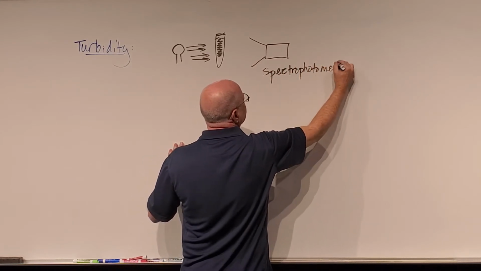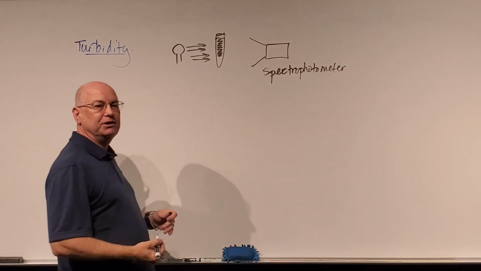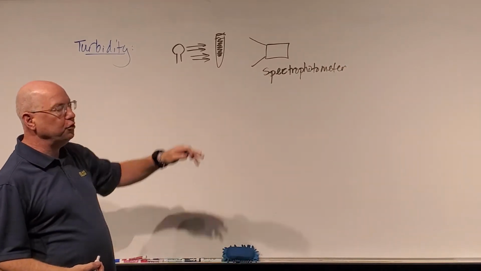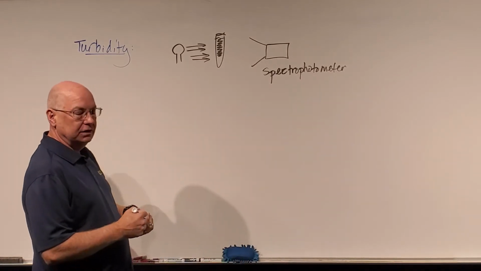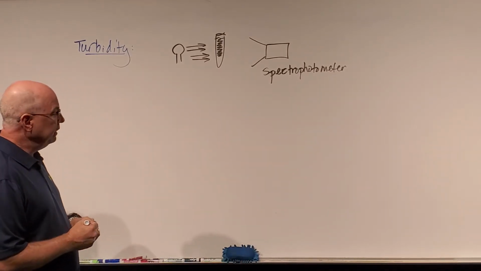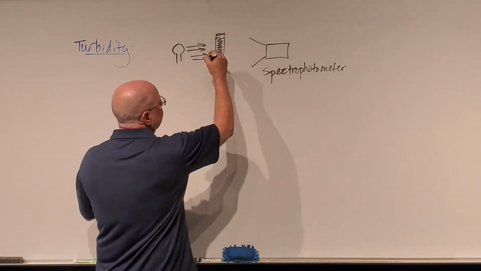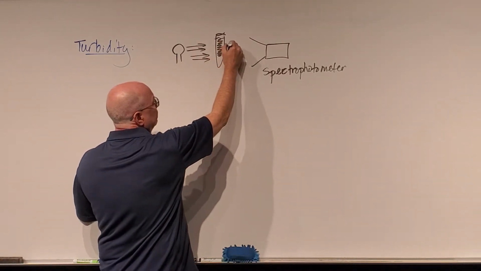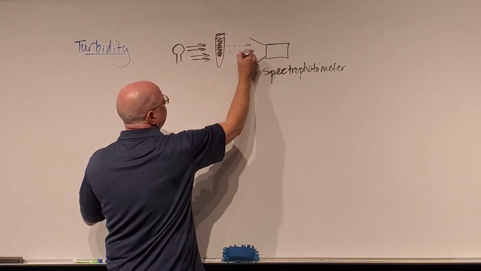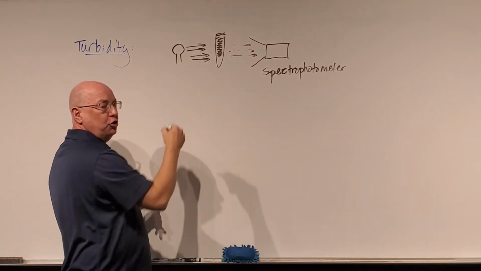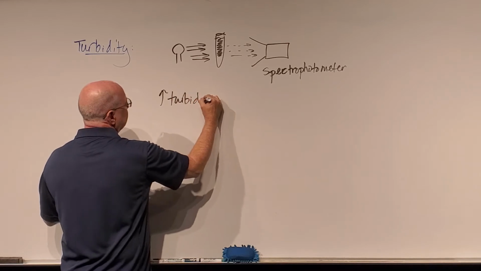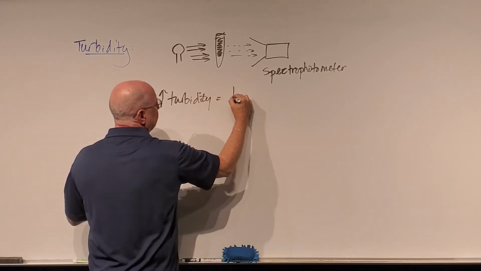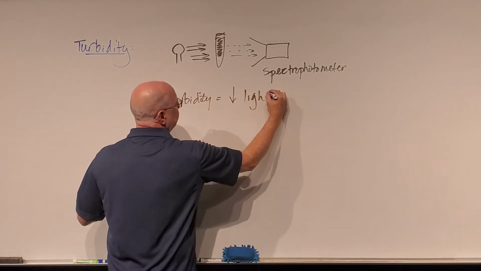Some of my classmates when I was a student would say spectrophotometer, because it's going to meter or measure the light passing through. And essentially, as light passes through a medium, only a certain amount of light would make it through. And the more turbid the medium, increased turbidity means decreased amount of light passing through.